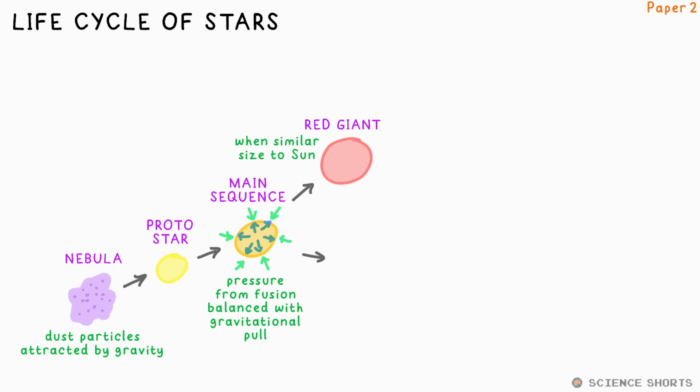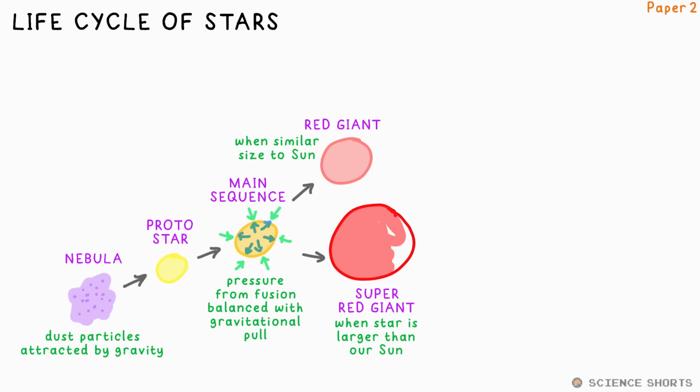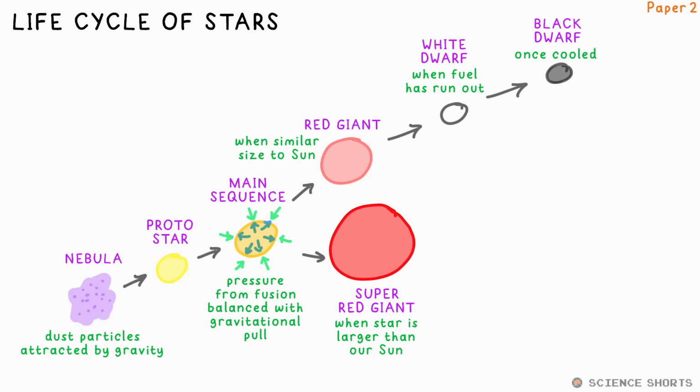When a star dies, the outward pressure increases, which causes it to expand. This turns it into a red giant if it's a star of a similar size to our sun, or a super red giant if it's much bigger. A red giant will then collapse once all the fuel for fusion has run out, leaving a white dwarf, and then a black dwarf once it's cooled. A super red giant explodes.